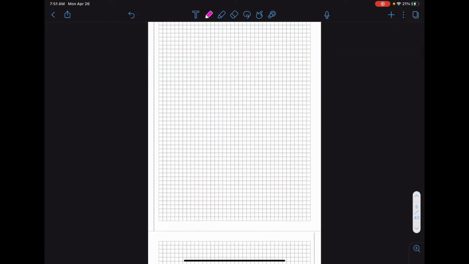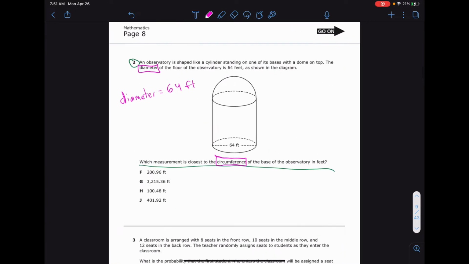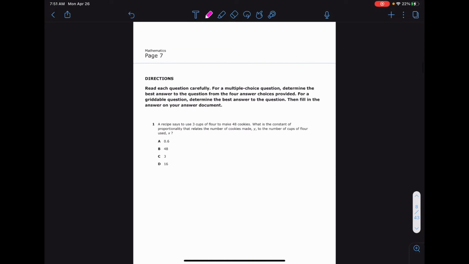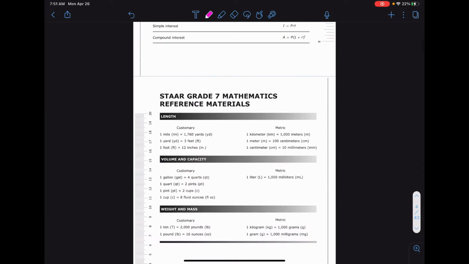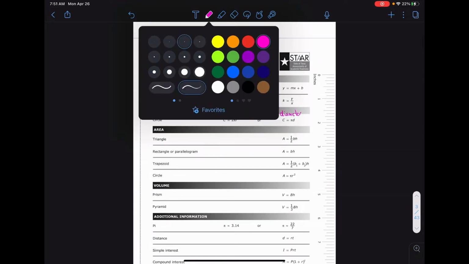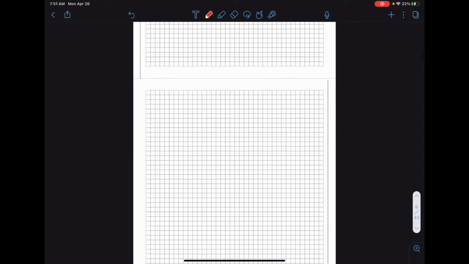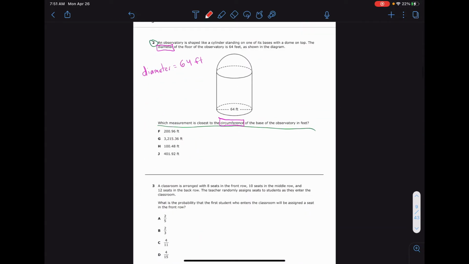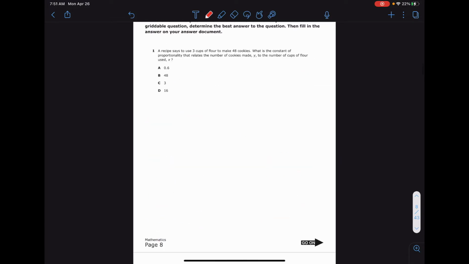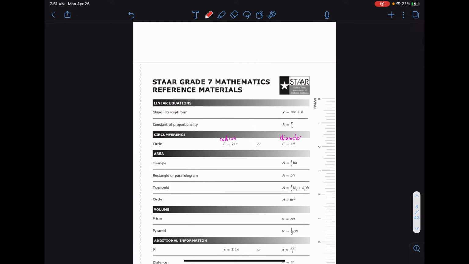So in the question, we have diameter, so we're going to use, vamos a usar, this equation, this formula, esta fórmula. C equals pi D. So circumference equals pi D.